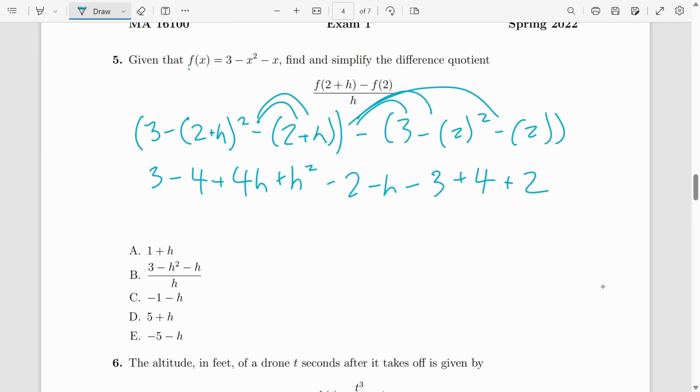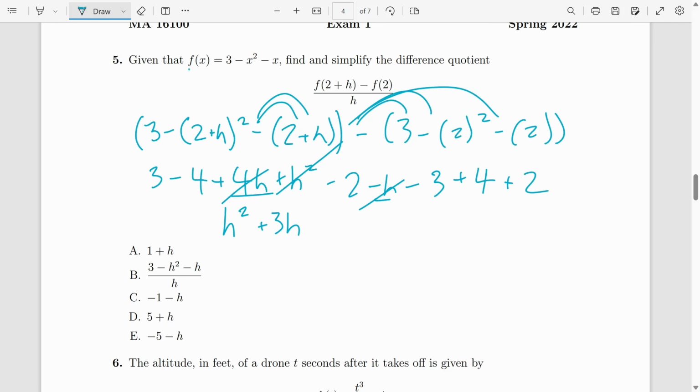And now we can simplify everything. We've got an h squared all the way at the front. How many h terms do we have? We have one here and one here, so 4h minus h is 3h. And then we have a bunch of constants. So 3 minus 4 is negative 1. Minus 2 is negative 3. Minus 3 is negative 6. Plus 4 is negative 2. Plus 2 is 0. Wow, all of these constants just happen to collapse down to 0.